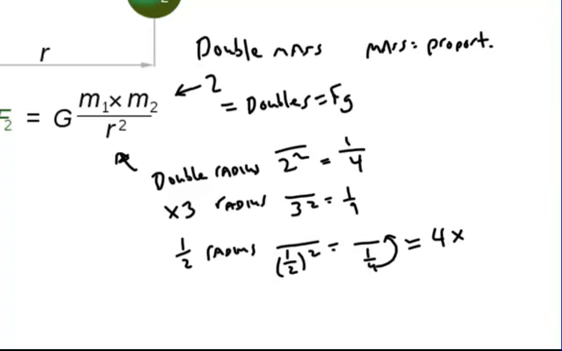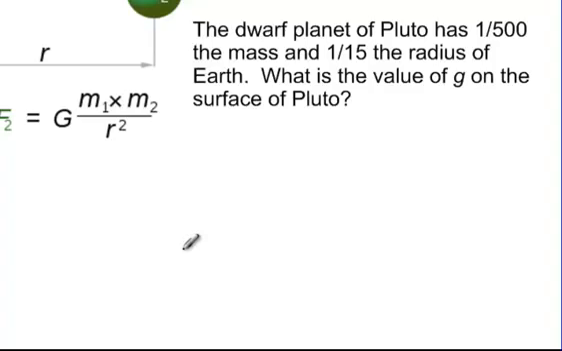Let's see a practical problem on this. This says the dwarf planet of Pluto has 1/500th the mass and 1/15th the radius of Earth. It says, what's the value of gravity on the surface of Pluto? So what do we have to do? On that numerator right there, we're going to plug in our masses.